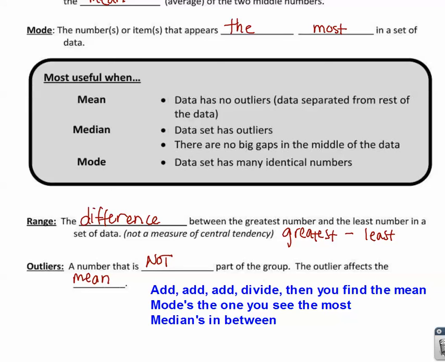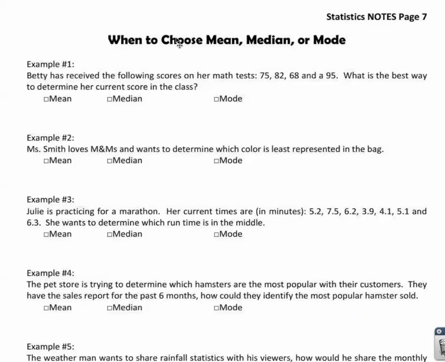Turn to the next page. Let's do some examples. So here it's asking you to choose what would be the best measure of center. So would you describe the data with mean, median, or mode? So example 1, Betty has received the following scores on her math test: 75, 82, 68, and a 95. What is the best way to determine her current score in the class?